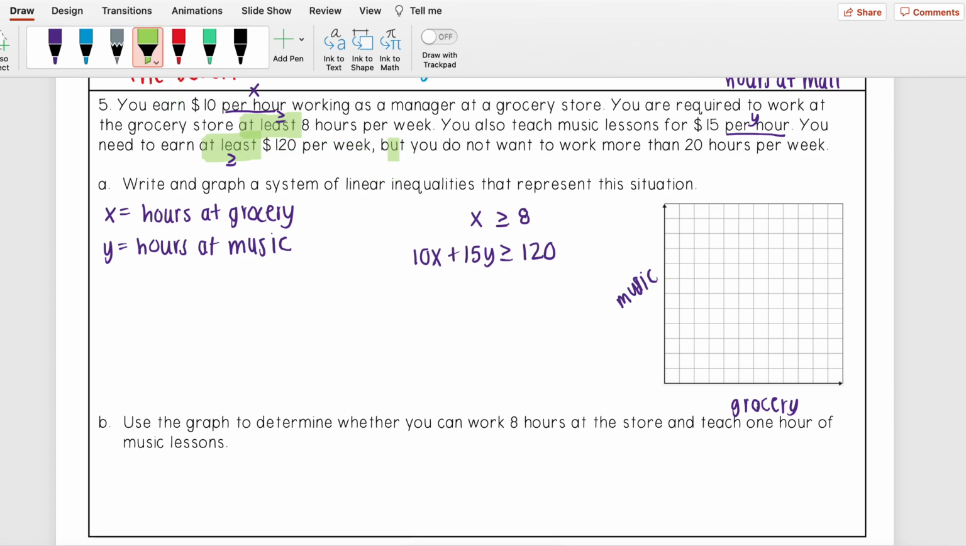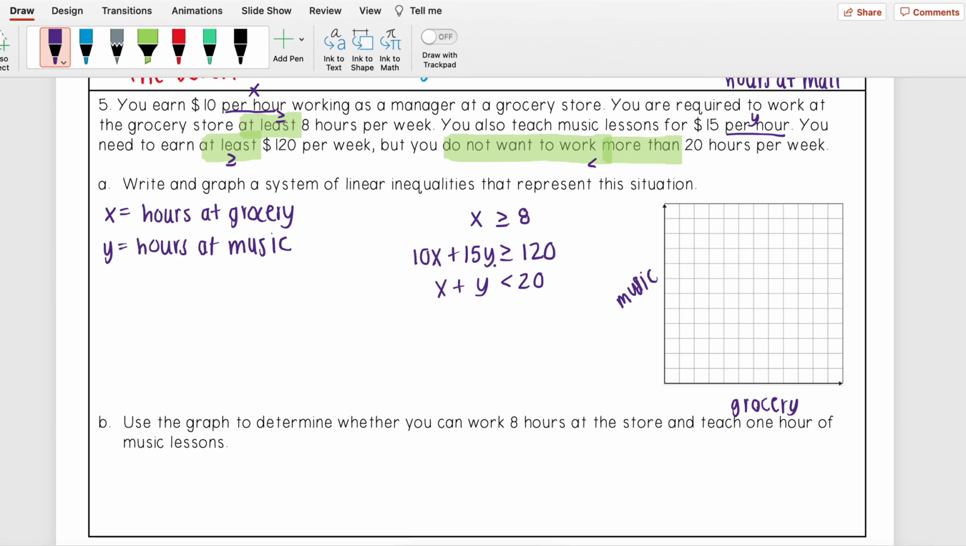Okay, and then that last part of the sentence says that I do not want to work more than 20 hours per week. I don't want to work more than, so that means I want this to be less than 20. And then what's going to be on the left-hand side? Well, that's just going to be x plus y, because x is my hours at the store plus my hours at music lessons. I want that to be less than 20.